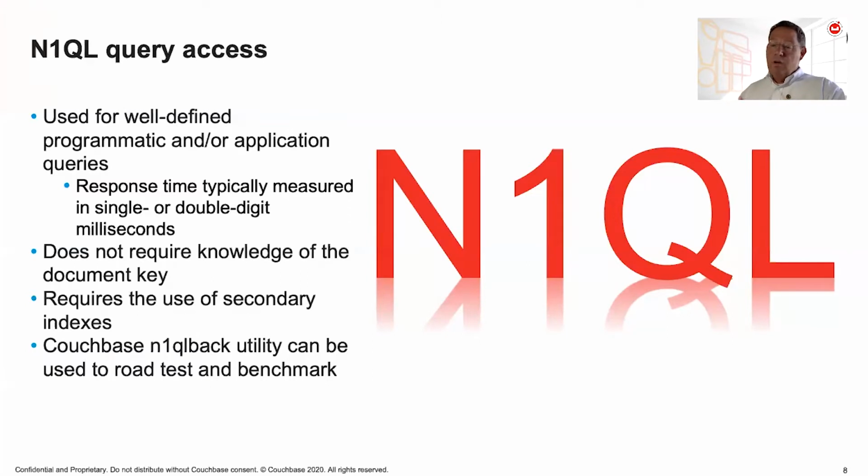Now, you will use this typically for well-defined programmatic or application queries. The idea here is I've got a program and I've got lots of users and I need to have 100,000 queries per second or 10,000 queries per second or whatever your requirement is. You're going to set up an index and you're going to get exactly what you need. And Couchbase also has a utility called cbc-n1qlback that allows you to test that. So let's take a look at what we mean by indexing and querying.